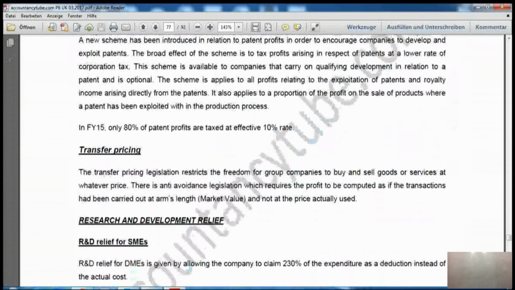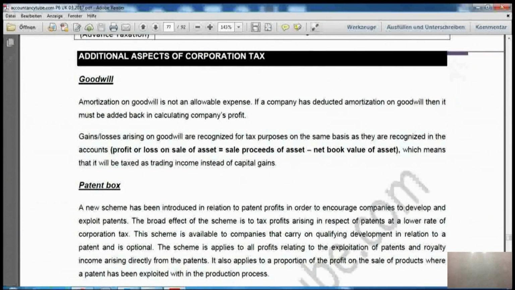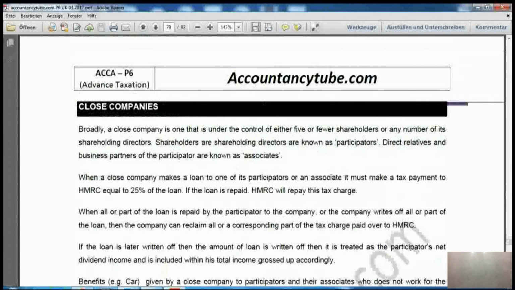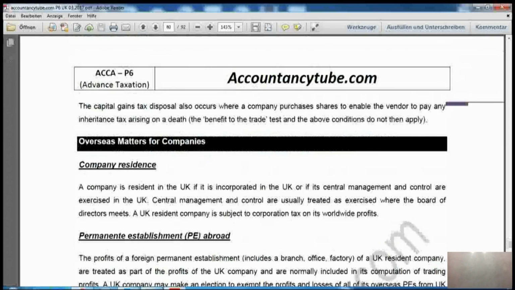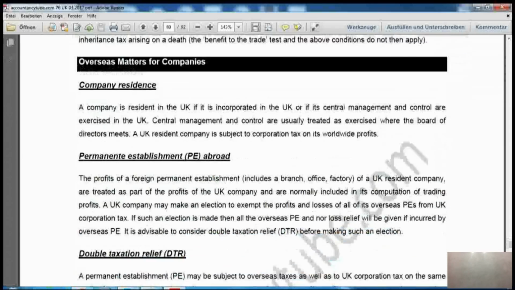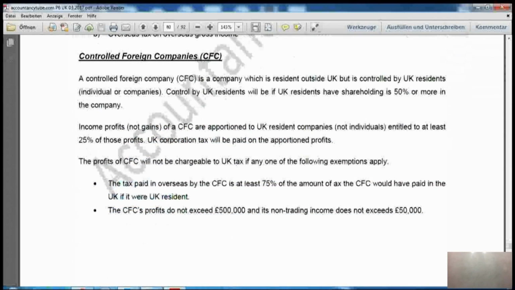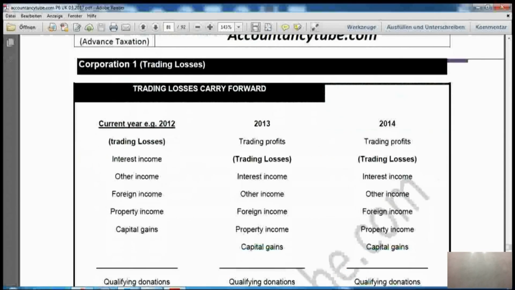Now let's go to, we'll leave this page, which is 77, and we'll leave the next ones as well. So let's come to page 81 of your notes. Now we will look at the losses of the companies.